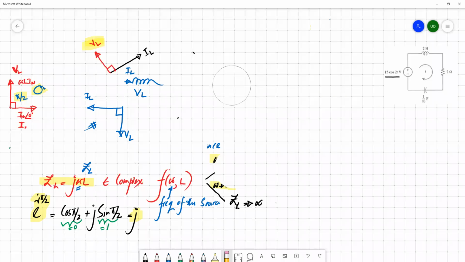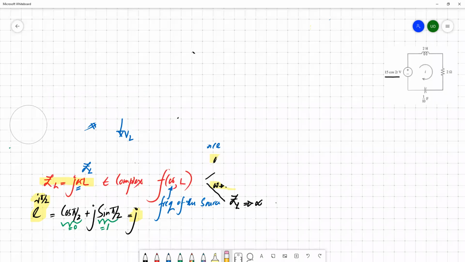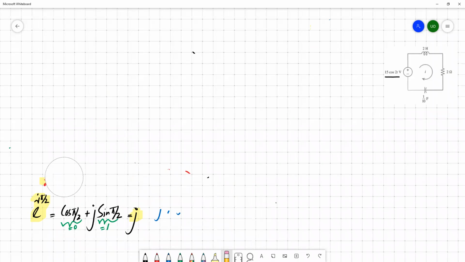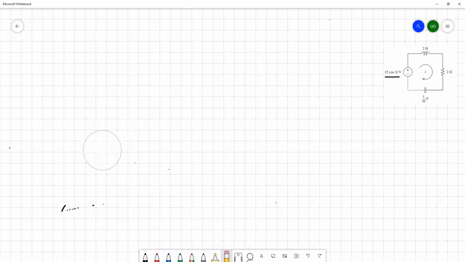So similarly, you can do this calculation for the capacitors as well. Okay, so I don't want to go through this same derivation for the capacitor. What I want is to summarize this one. So we have an inductor and a capacitor.